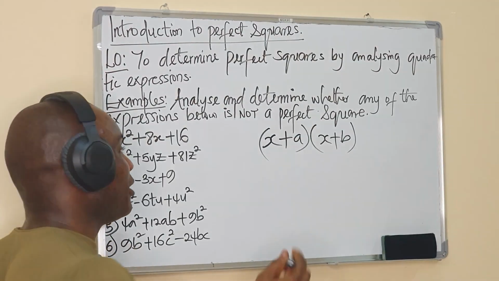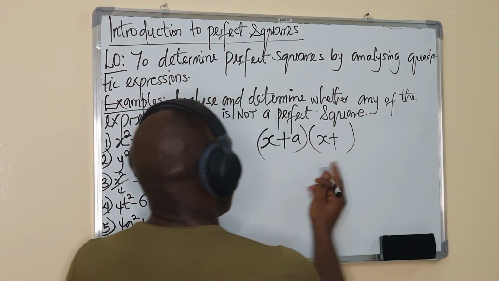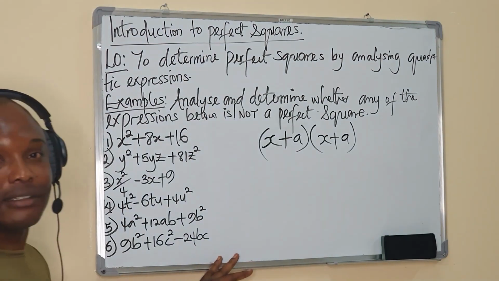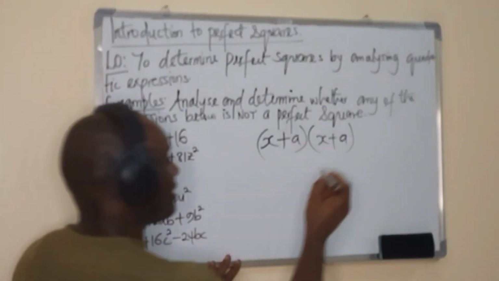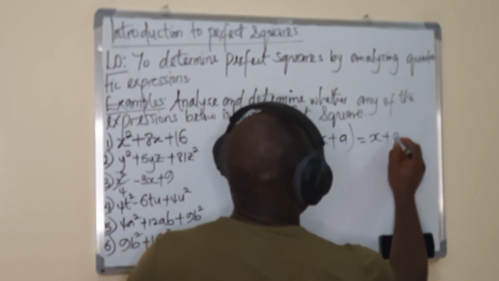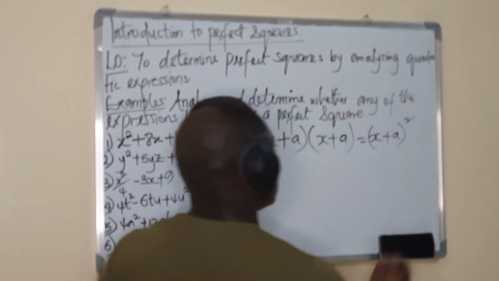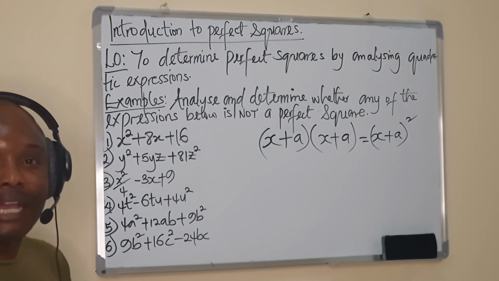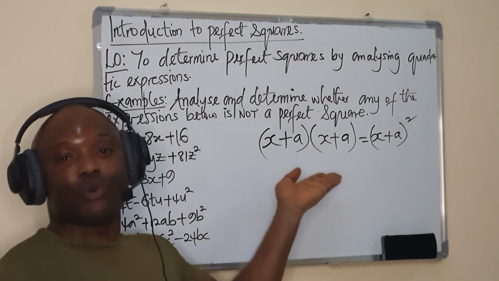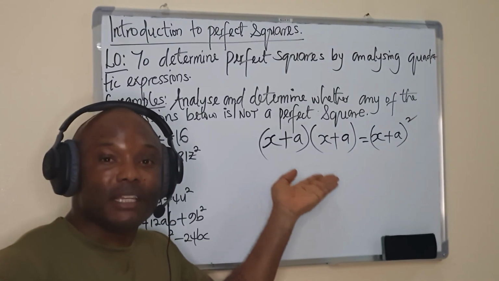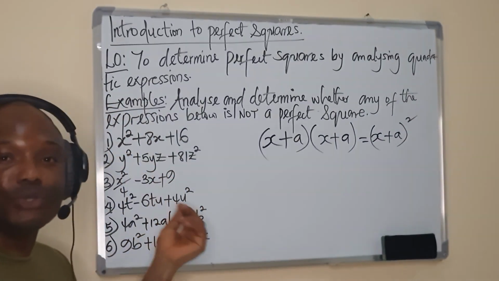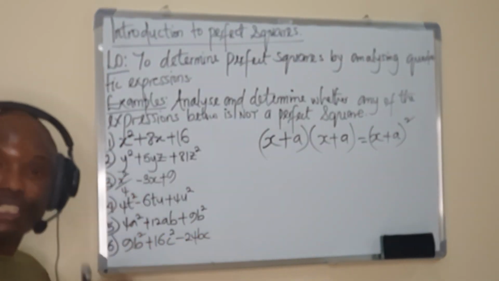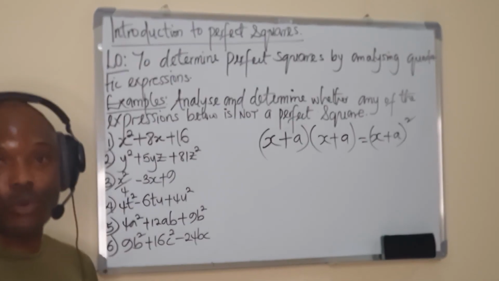But what if we end up with an answer such as x plus a in one bracket and x plus a in the other bracket? Do you know that we can actually write this as x plus a in a bracket and put a square to it? Because both brackets have exactly the same expressions. So it means that perfect squares appear this way. So this should form the basis of what we are going to do today in trying to determine which of the expressions on the board is or not a perfect square.